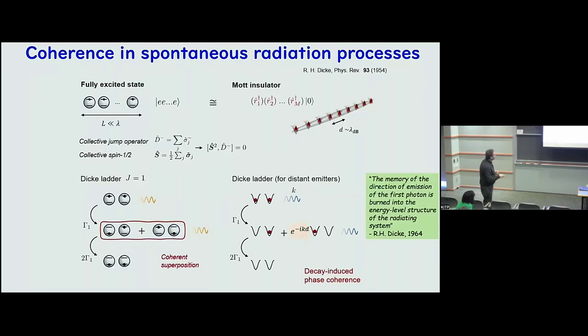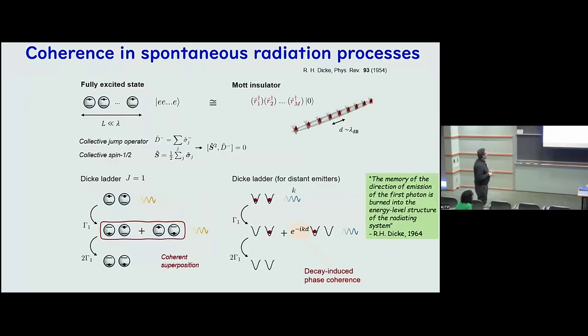And it says the memory of the direction of the emission of the first photon is burned into the energy level structure of the radiating system. So I think this is what this burning means. You basically leave a trace in the excitation of your medium, and this trace can have momentum.